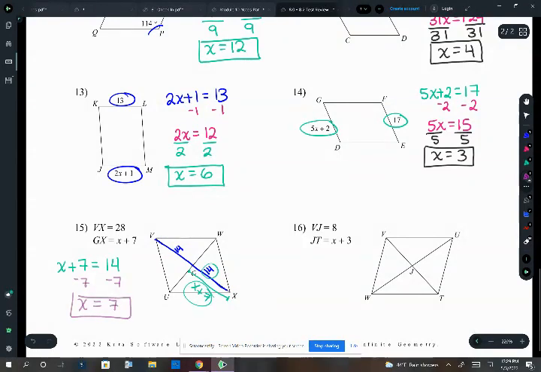When I look at 16, it's a little bit different. It tells me that VJ, which is this little part, is equal to 8. And then it tells me JT, which is this part, is equal to x plus 3. But again, we know that the diagonals bisect each other, so we know that this segment should be equal to this segment. And so then we just set them equal to each other. So x plus 3 is equal to 8. We're going to solve that by subtracting 3, and we get x is equal to 5.